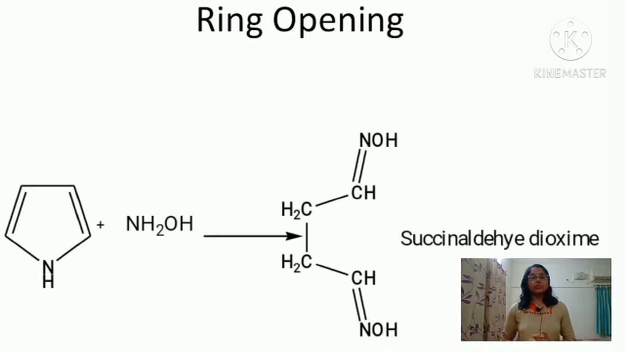Next is the ring opening reaction of pyrrole. Pyrrole is a 5-membered ring, and this ring can be opened when pyrrole is treated with hydroxylamine, that is NH2OH, which results in the formation of a dioxime, that is succinaldehyde dioxime. So that is all in this session.